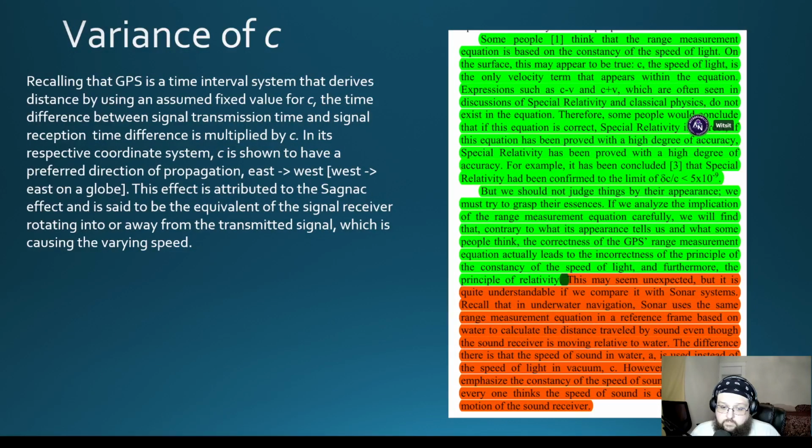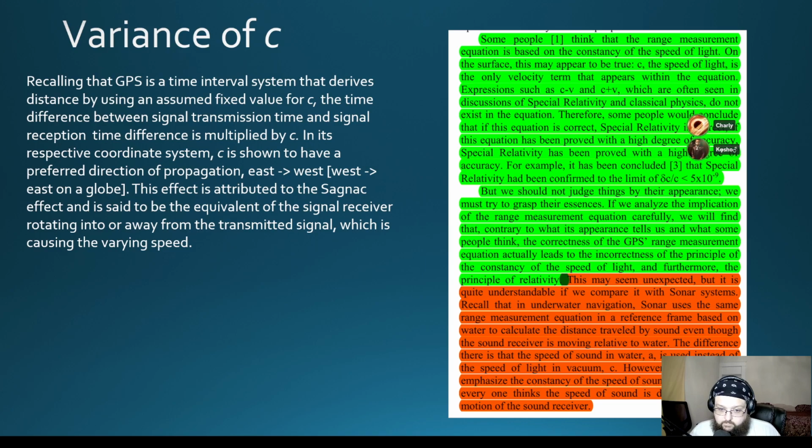So you didn't address my question about how they're using a different value and just switching out the variables with the same equation? No, I'm responding to this part where it says, however, nobody would emphasize the consistency of the speed of sound. Contrarily, everyone thinks the speed of sound is dependent on the motion of the sound receiver. But that's not true. Wait, so we are just ignoring the part where you put a different variable in the same equation? We're not ignoring anything. Like I said, there's a lot of stuff to respond to. I was going to wait until the end. I'm specifically responding to this part right now, since that's the last thing he said.